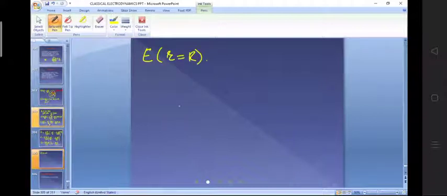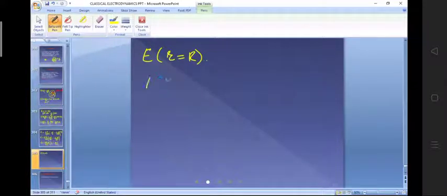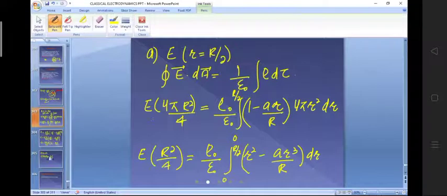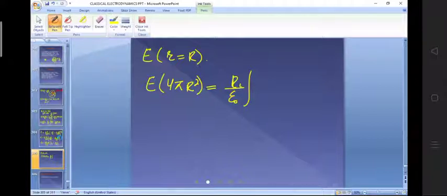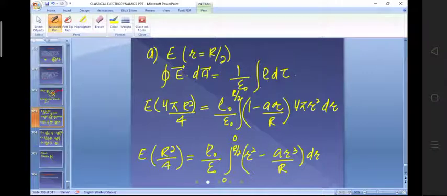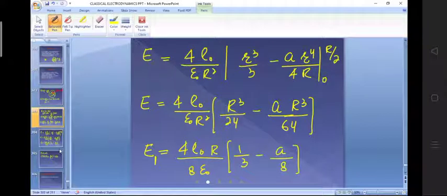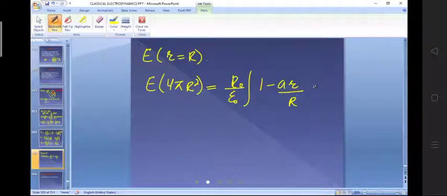So again the same, pay attention, beta. Here it will simply be 4 pi capital R square. So let me calculate that quickly. E multiplied by 4 pi capital R square will be equal to the enclosed charge divided by epsilon naught, so 1 divided by epsilon naught integration of rho dv. And what is the value of rho? Rho naught times 1 minus small r divided by capital R, into 4 pi small r square dr, and the limits of integration will be from 0 to capital R.